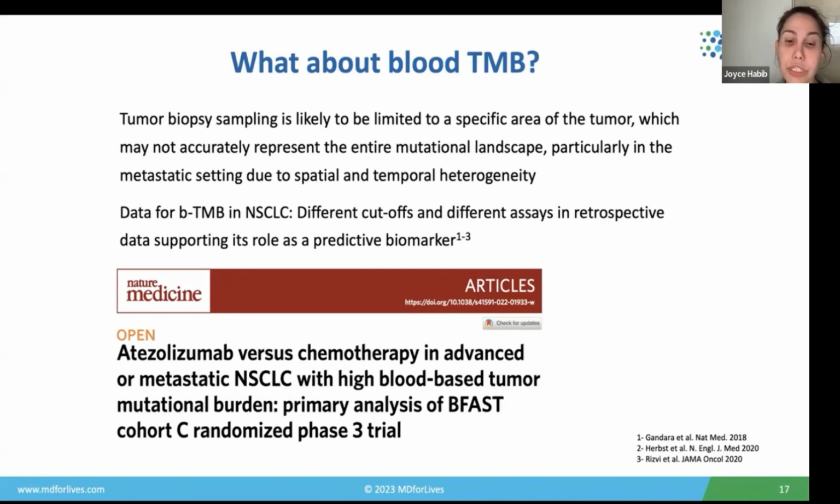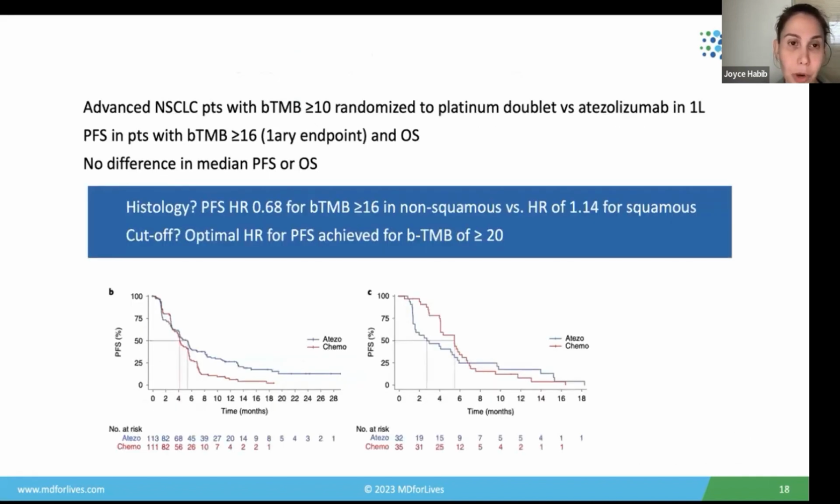But when we prospectively tried to look at this as a biomarker in the BFAST study, in cohort C of the study, they took patients with non-small cell lung cancer, first line, and selected them based on a blood TMB of at least 10. They randomized these patients to atezolizumab versus platinum doublet. The primary endpoint was PFS in patients with blood tumor mutational burden of at least 16, which again correlated with that cutoff of 10 in tissue. We see no difference in PFS and OS.